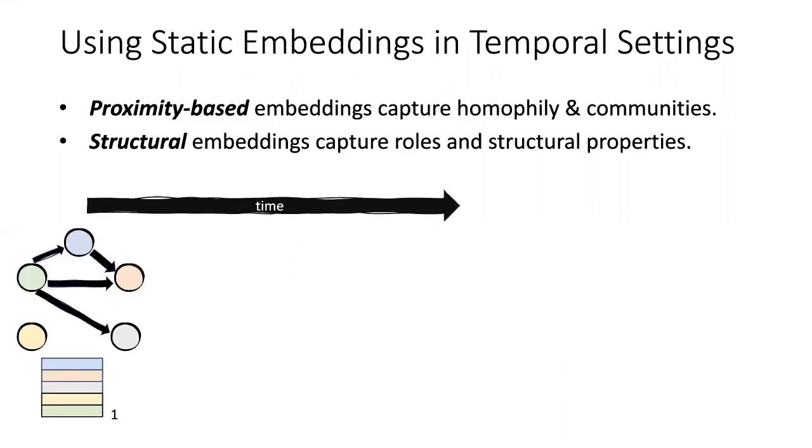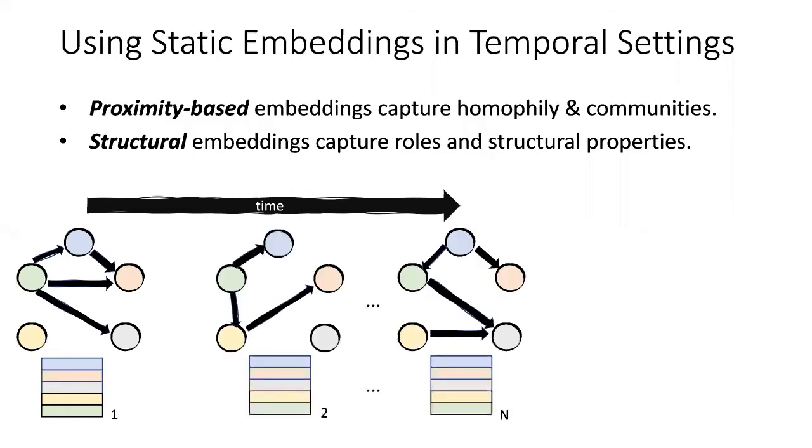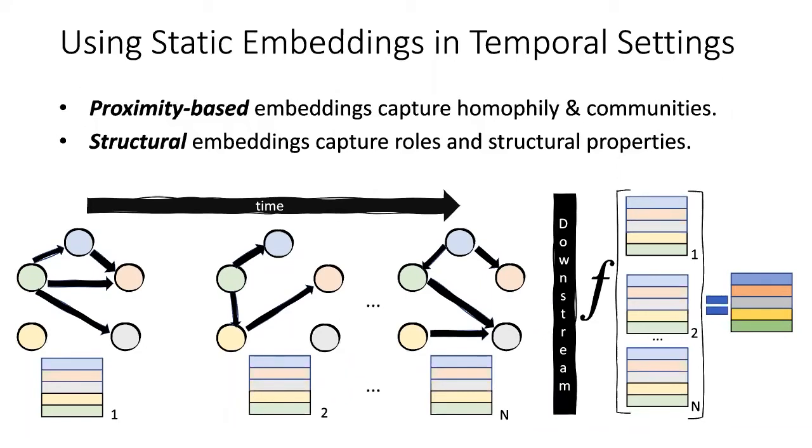In temporal graphs, embeddings can be generated for each snapshot individually, and then they can be combined later using simple heuristics to be used in downstream tests. However, there is no systematic study on the effect of these heuristics on the resulting temporal embeddings.